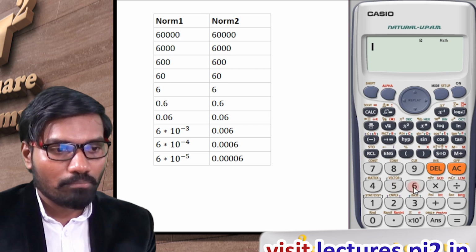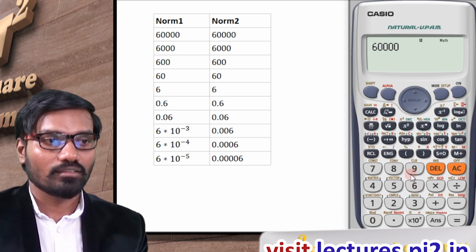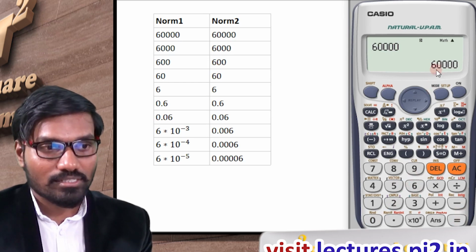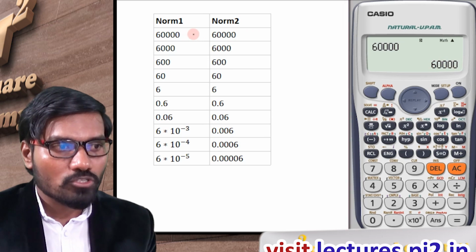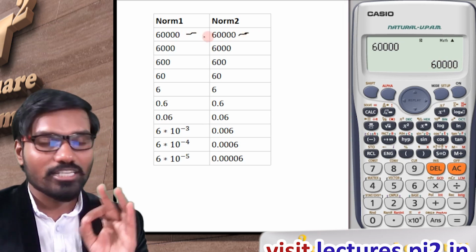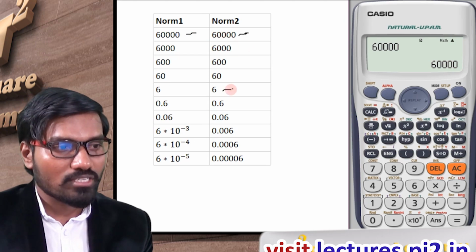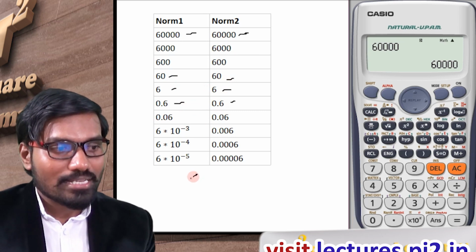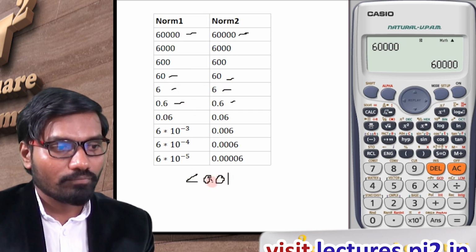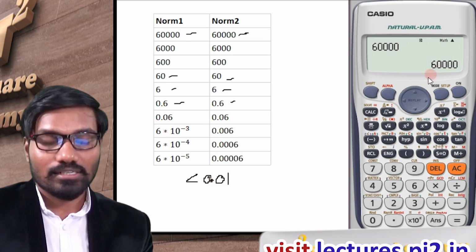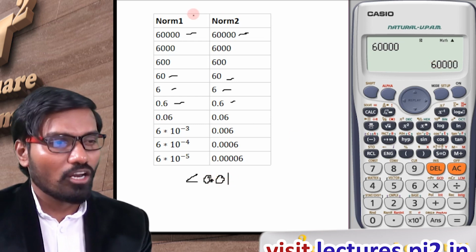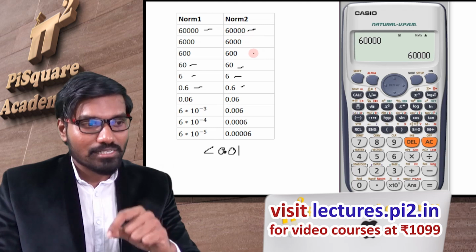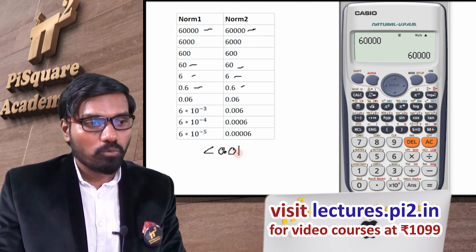Suppose I enter some number, 60,000. If I press equal to, because it is a reflection of the calculated result, 60,000 in normal 1 mode, also in normal 2 mode, the displayed result will be the same. Here also same, here also same. All these cases are the same till the displayed value is less than 0.01. Normal 1, normal 2 doesn't have any difference. The difference comes when the value is less than 0.01.